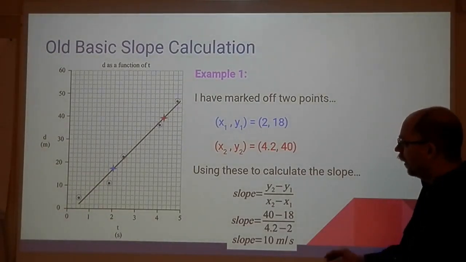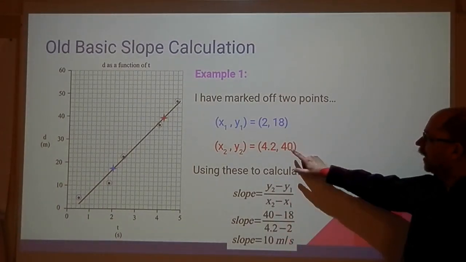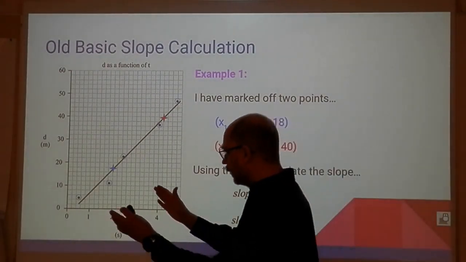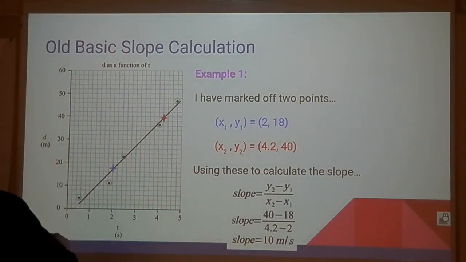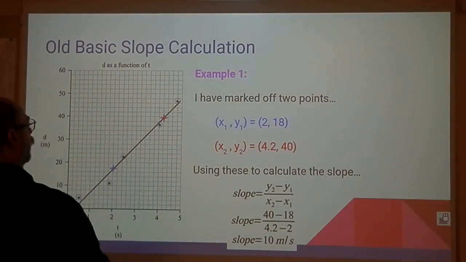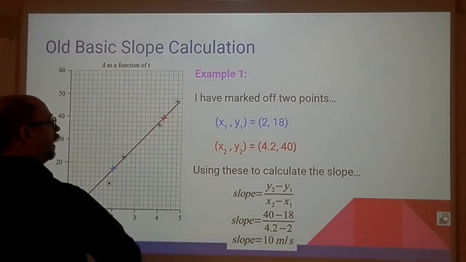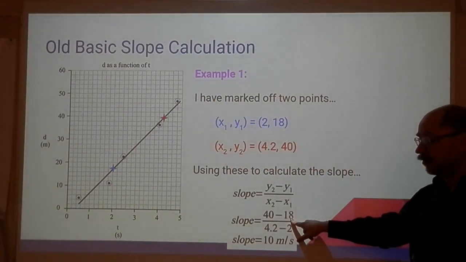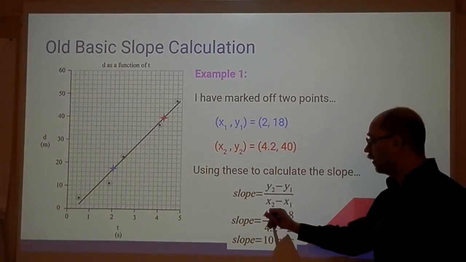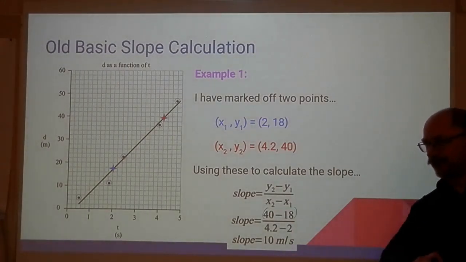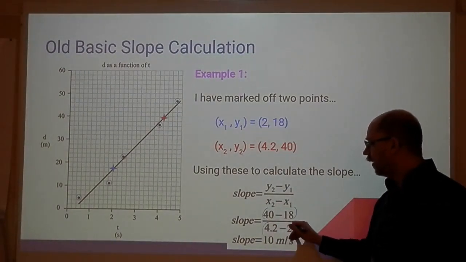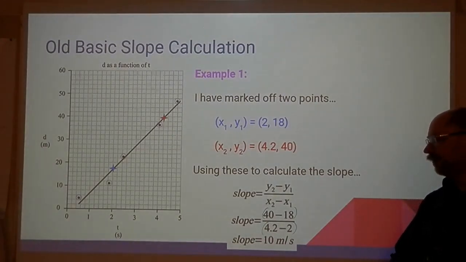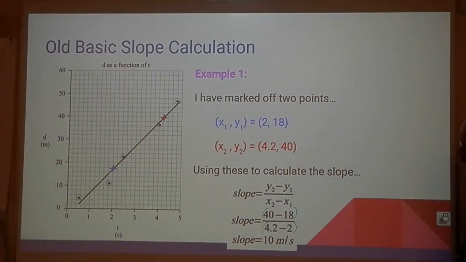So I've got my y values that I'll put in, and it has to be the second y minus the first y. So it's like we're reading left to right. The blue one is the one that I would see first, and then the red one. So this is first, and this is second. So 40 minus 18, those are my two y values. If I'm doing this on a calculator, put brackets around those so order of operations is going to work, divided by my two x values, x2 minus x1. You do all of that work and you'll get a slope of 10 meters per second.